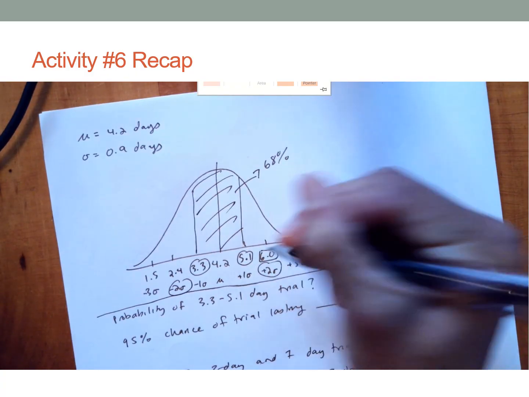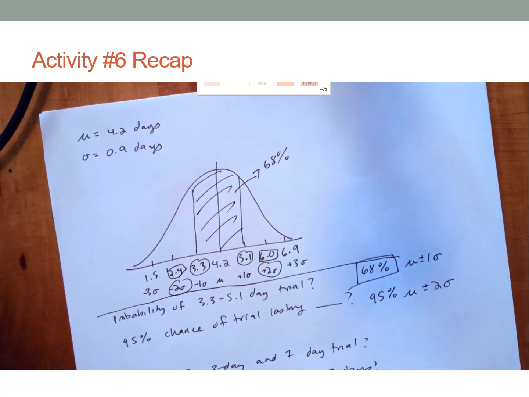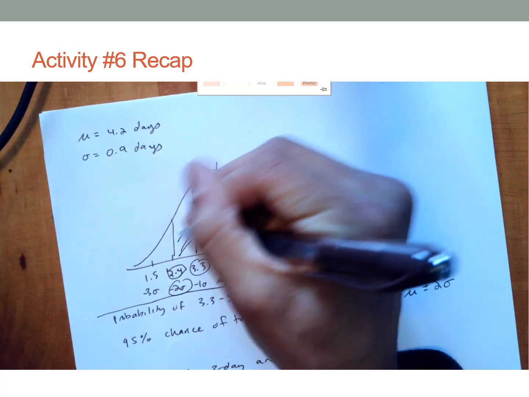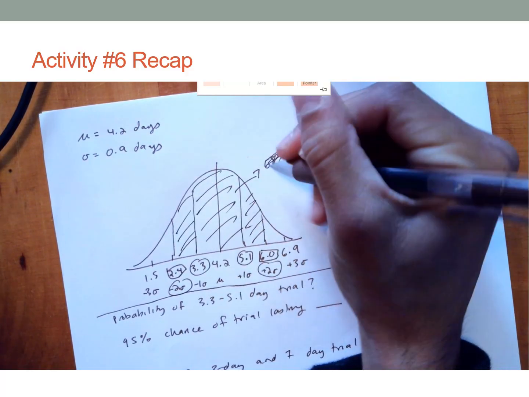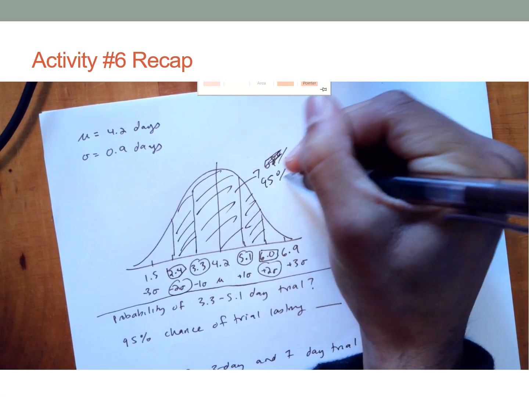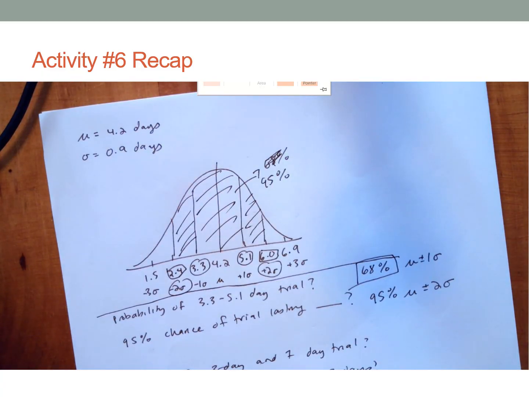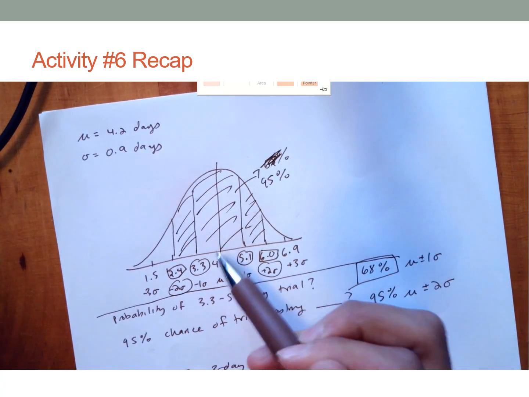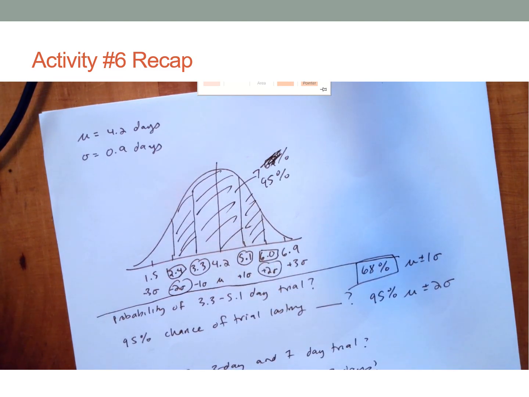This tells us that the values that correspond to these are the values that correspond to a 95% chance of obtaining an outcome in that range. So here, if we go out 2 standard deviations on either side, we've got this total shaded area here. We know, based on the rule, that there's a 95% chance of getting an outcome within this range.